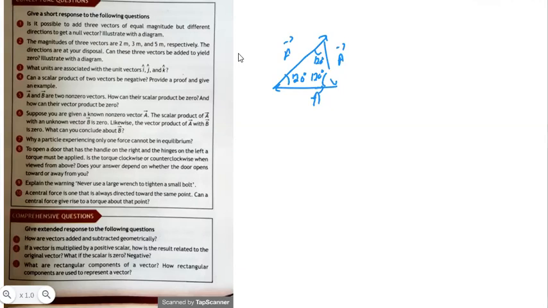So yes, we can get a null vector if the angle between the three vectors is 120 degrees. Question number 2: the magnitudes of the three vectors are 2 meter, 3 meter and 5 meter respectively. The directions are at your disposal.